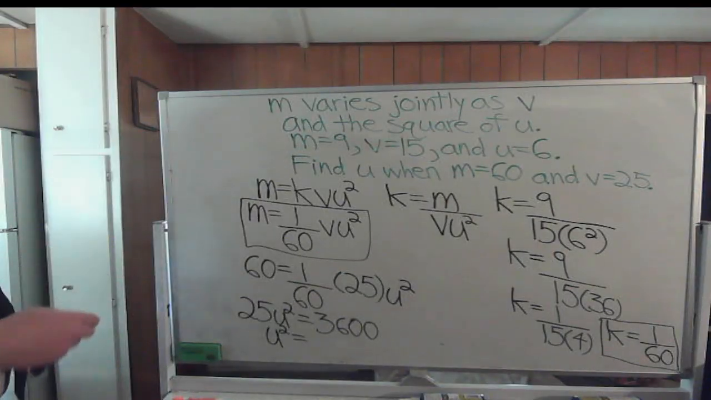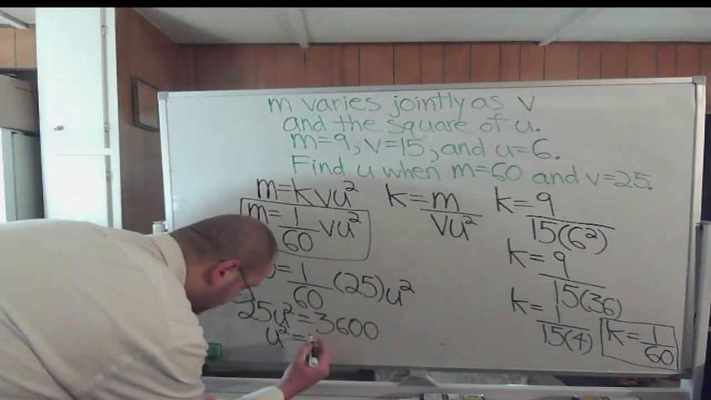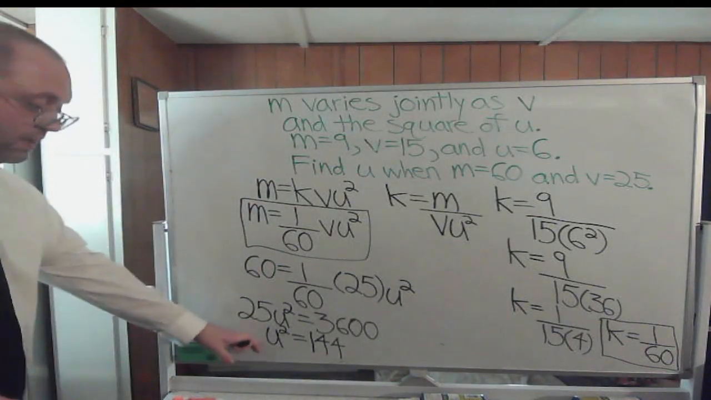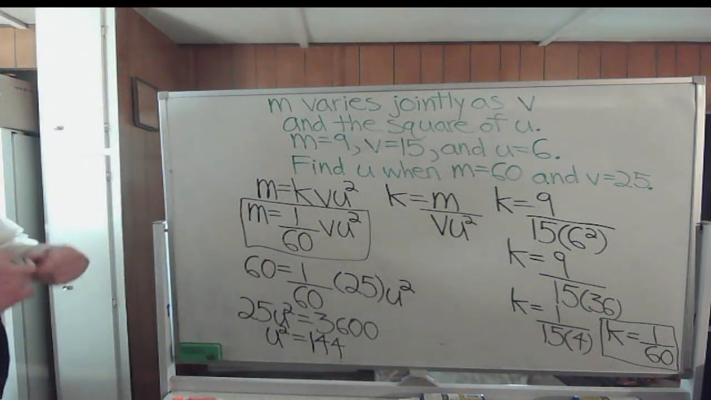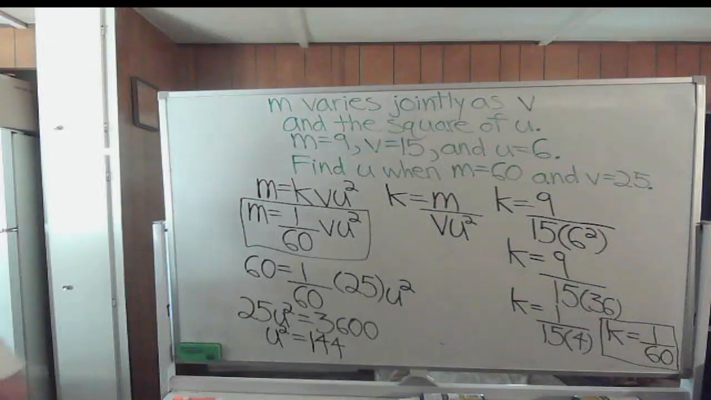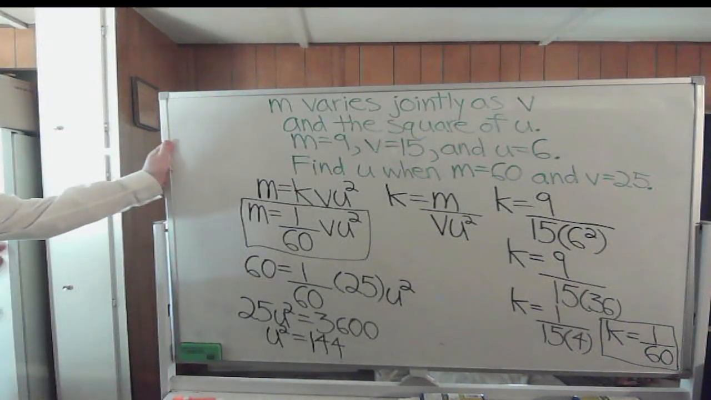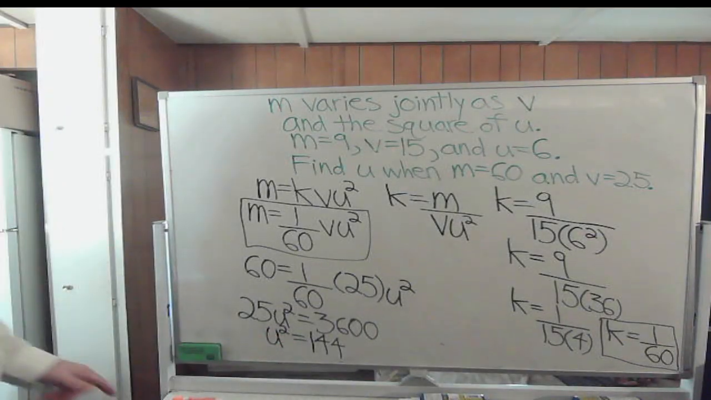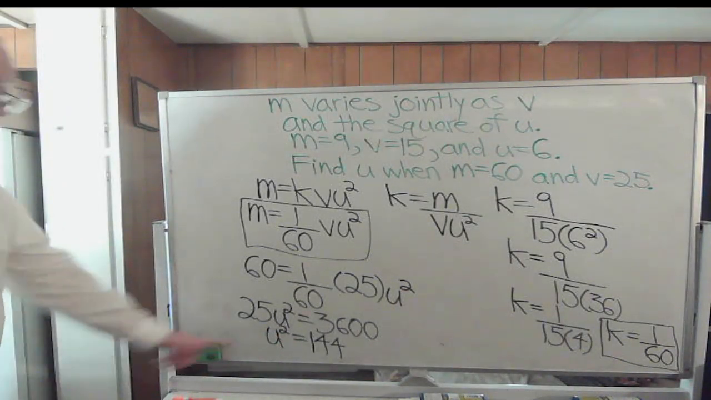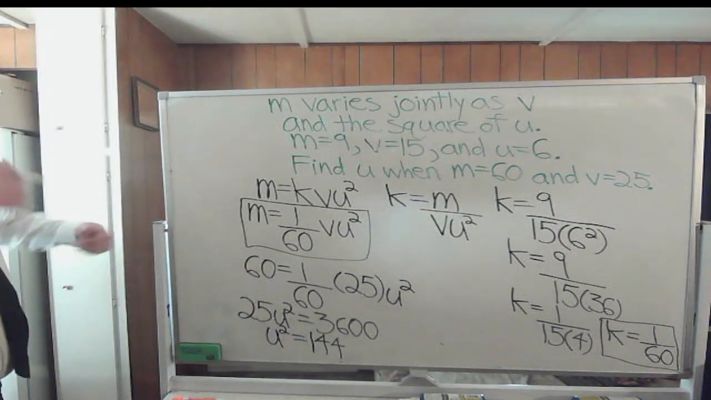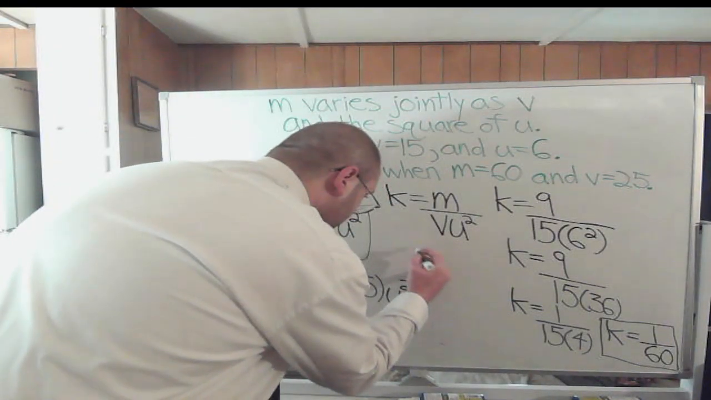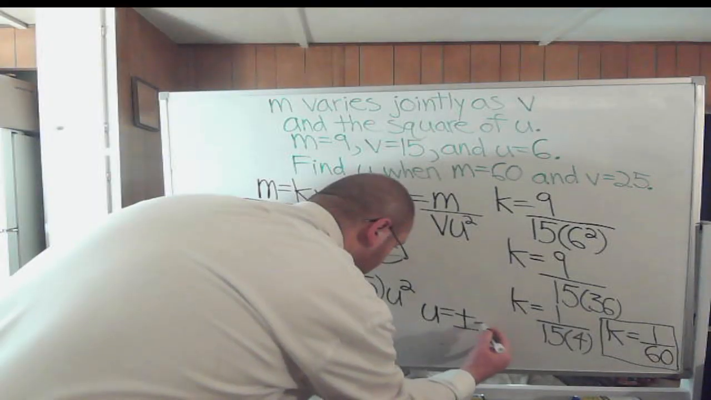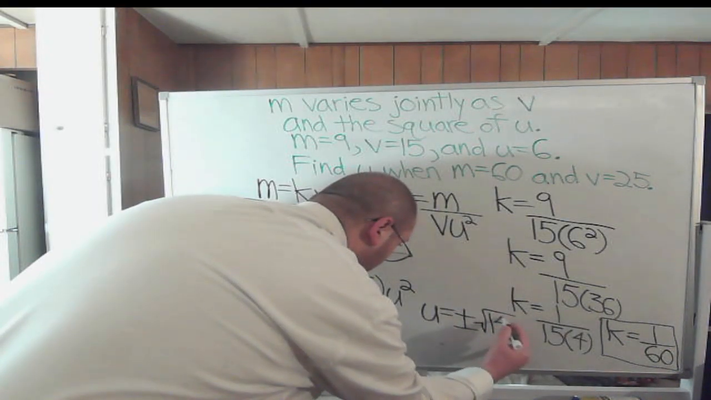You get 144. So now we have u squared is equal to 144. Well, here's the thing. We're looking for u. We're not looking for u squared, we're looking for u. So, in order to find u, obviously you got to take the square root of u squared. If you do that, you'll get u is equal to plus or minus the square root of 144.